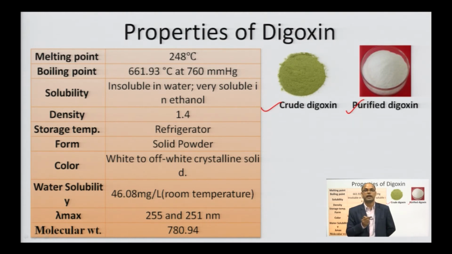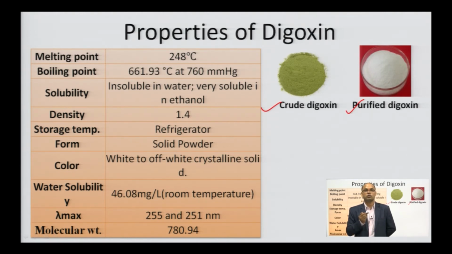So this is the pressure at which the boiling point is around 661.93 degree Celsius. If we talk about the solubility of digoxin, it is insoluble in water, as we have seen in the very first slide, but it is very soluble in ethanol. The density of digoxin is more than water, it is 1.4.